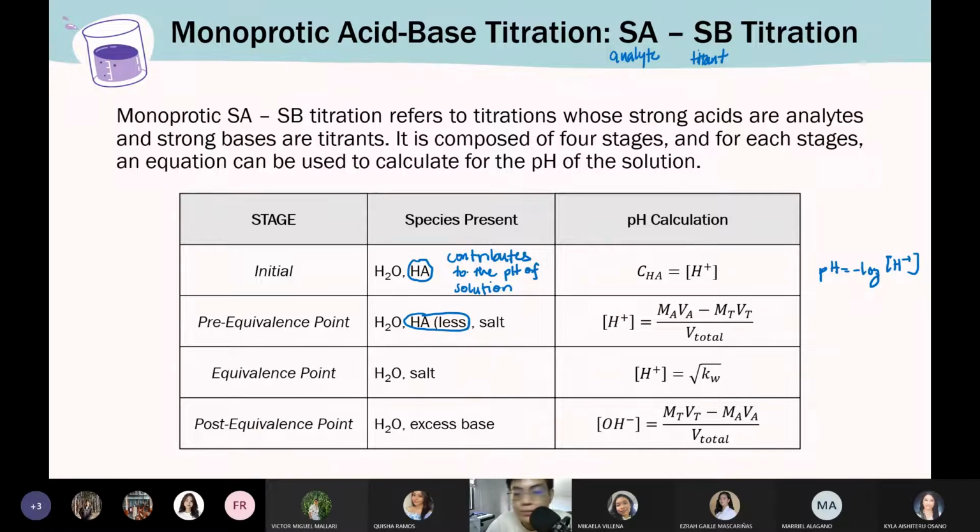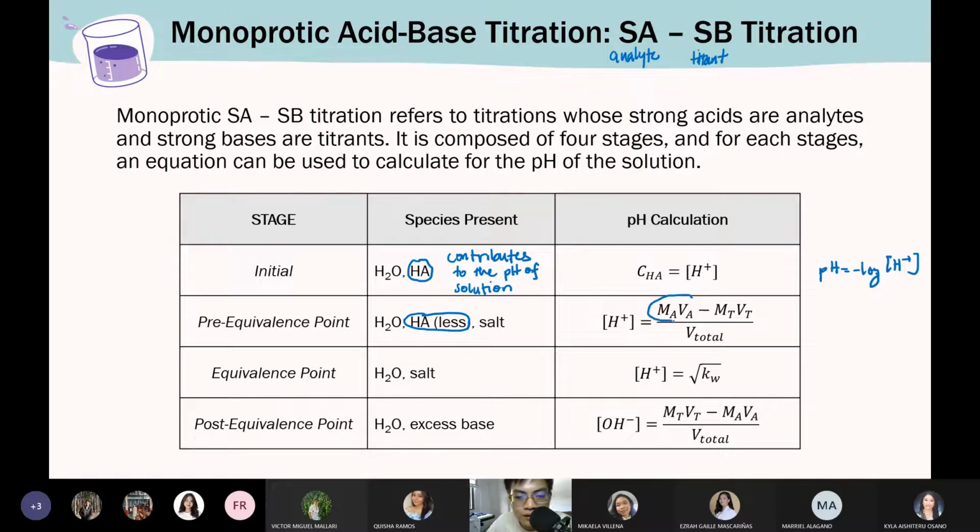So, the major contributor to the pH of the solution will be your acid only. However, the amount of acid was reduced, right? So, nabawasan siya. So, to get the concentration of your acid that is less than the original, this equation needs to be used. Let me just explain the rationale of this equation. Yung A natin, that's your analyte. Your T is your titrant.